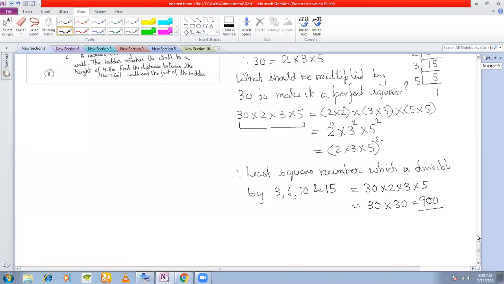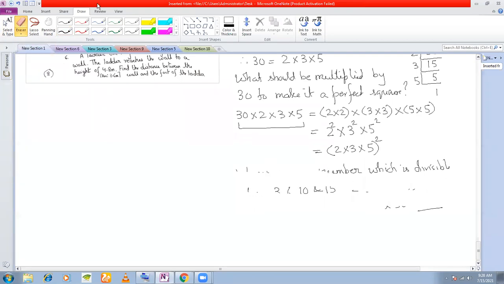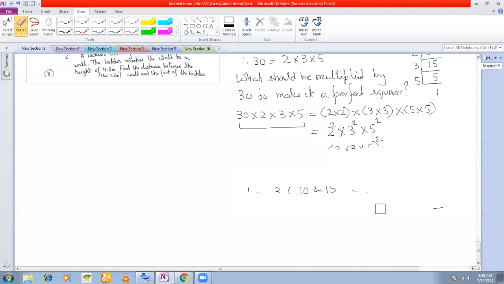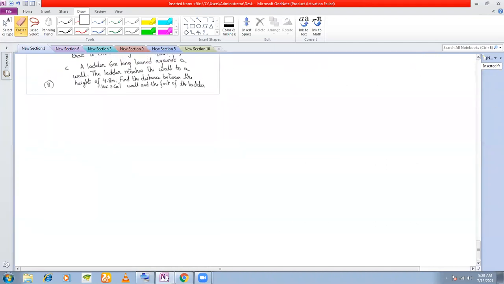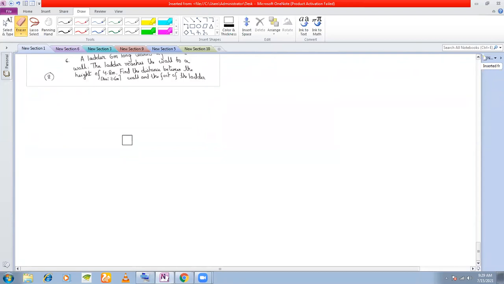Yes, who was asking a question? Sir, can you please tell me the smallest number that should be divided to 16244 to make it a perfect square? 16244, yes sir. Okay, let me write the question. 16244. This is your number, right? Yes, sir. What least number must be multiplied or divided? Divided.